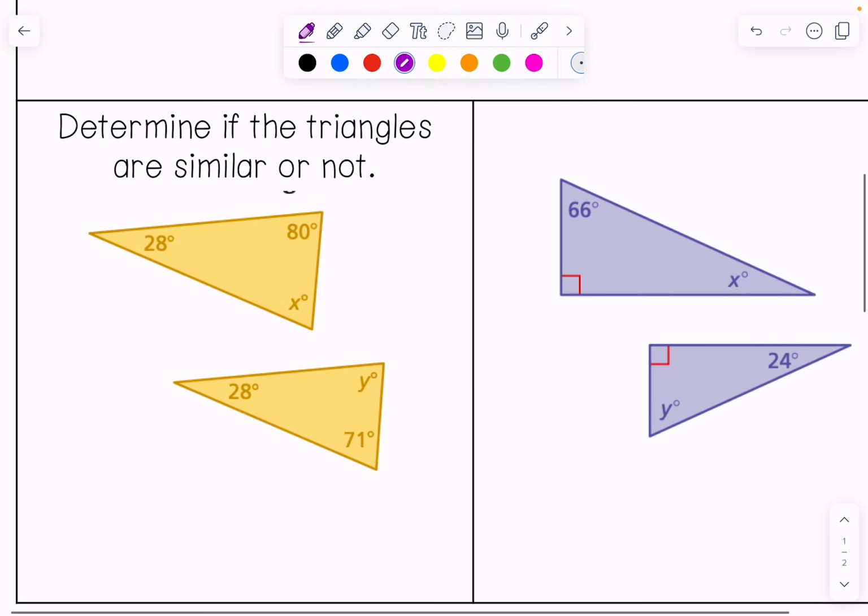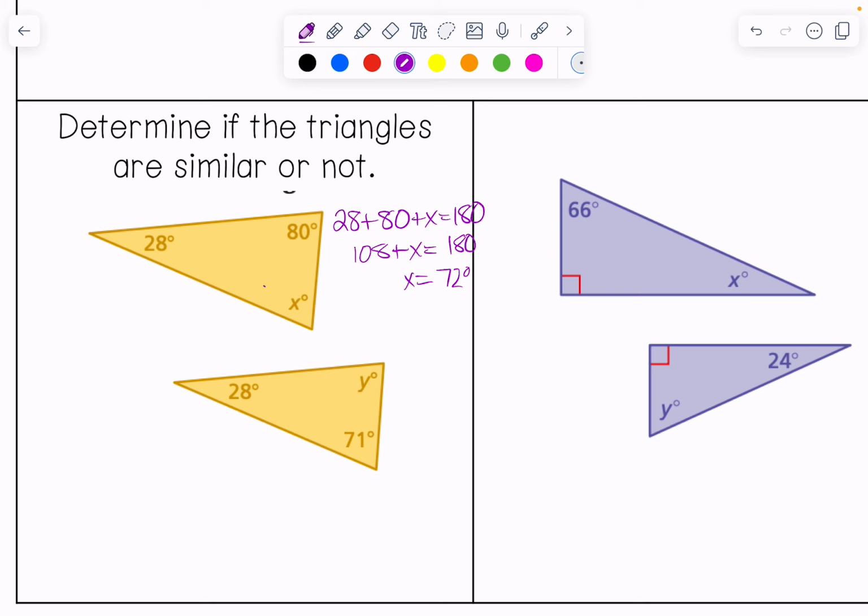So here it says determine if the triangles are similar or not. On the first triangle, we're given two of the angles, and we're also given two of the angles on the second triangle. What we would want to do is figure out those third angles and confirm whether or not they're congruent angles. Remember that the sum of the angles in a triangle is going to be 180 degrees. So I know that 28 plus 80 plus x needs to equal 180. When I finish solving to figure out what x is, we're going to find that x has to equal 72 degrees.